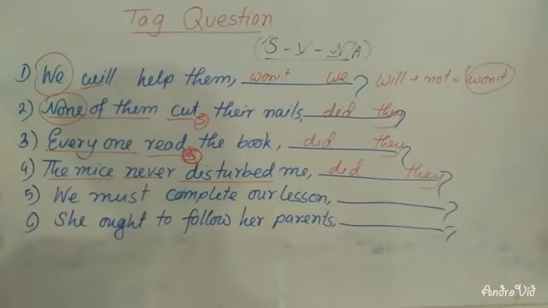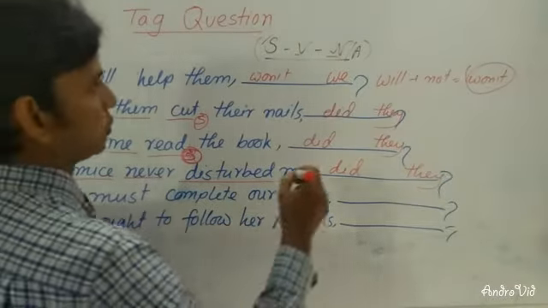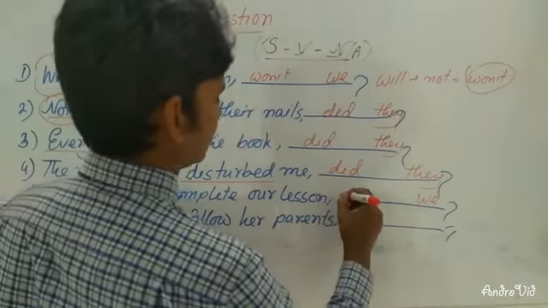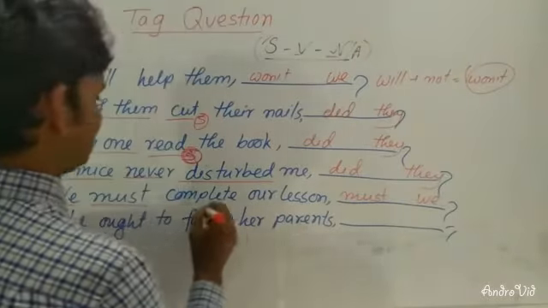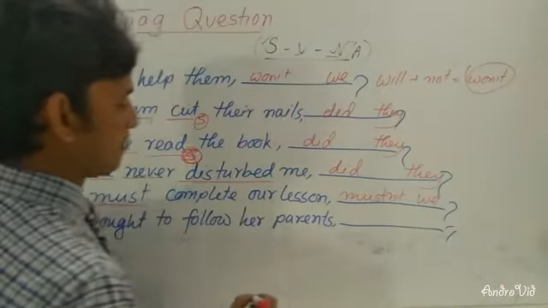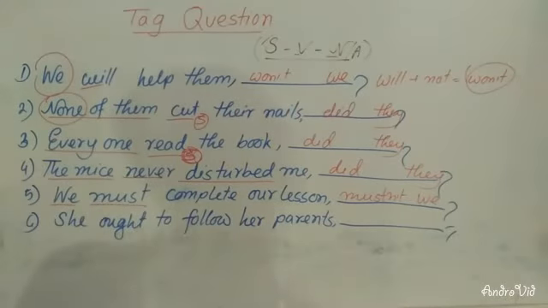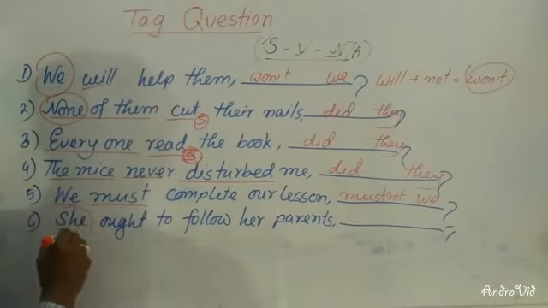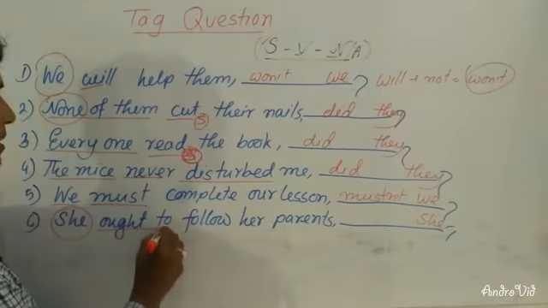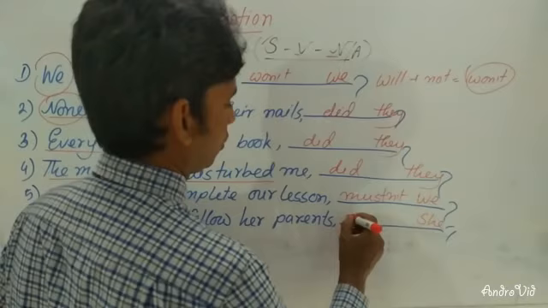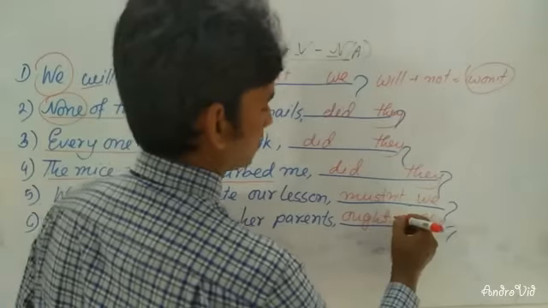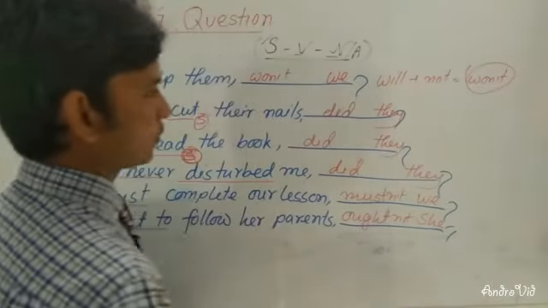We must complete our lesson. We is the subject, so at first you have to find the subject, we, and the auxiliary verb is must, so you will use must. There is no negative word, so you will use mustn't. So, mustn't we. She ought to follow her parents. She is the subject here, so you will write she. And ought to is the auxiliary verb, so you will write ought. There is no negative word, so you will use not in short form.